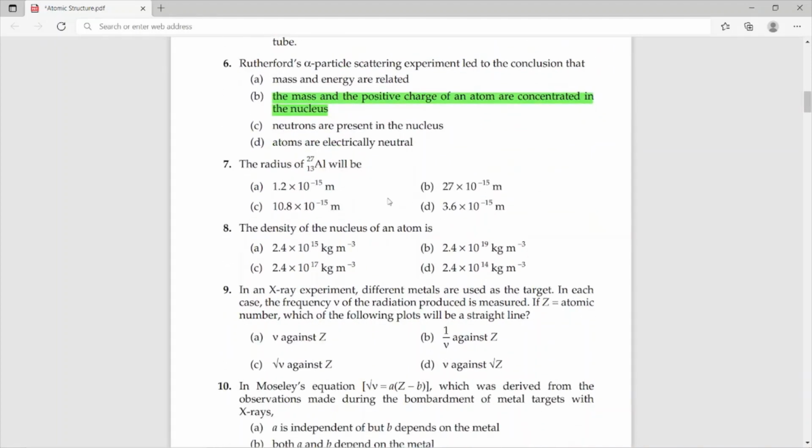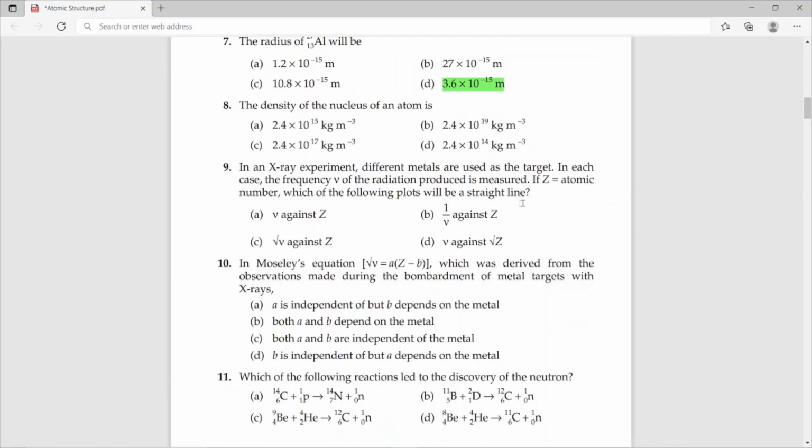Next, the radius of aluminium 27 by 13 will be, what should be the radius of this aluminium atom? The right answer is option D, 3.6 into 10 to the power minus 15 meter. Next is: the density of the nucleus of an atom is, the right answer is option C, 2.4 into 10 to the power 17 kilogram meter to the power minus 3.